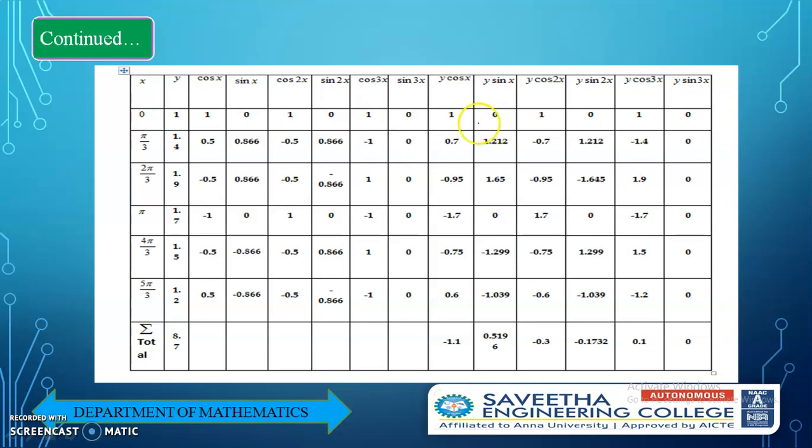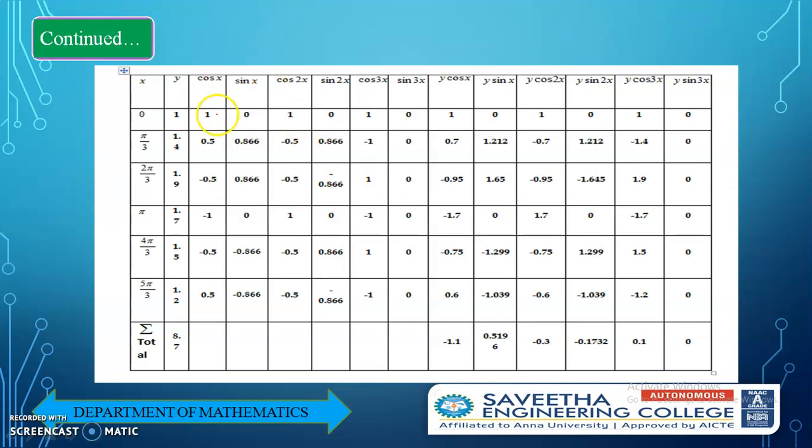So next we can multiply y into, what is y? So y into cos x: 1 into 1 we get 1, 1.4 into 0.5 we get 0.7, 1.9 into minus 0.5 is minus 0.95. So one by one we can multiply y into cos x, y into sin x, y into cos 2x, y into sin 2x, y into cos 3x, y into sin 3x. Just multiply and finally add all the values here. Then you can verify this problem is right or wrong. You can easily verify here.